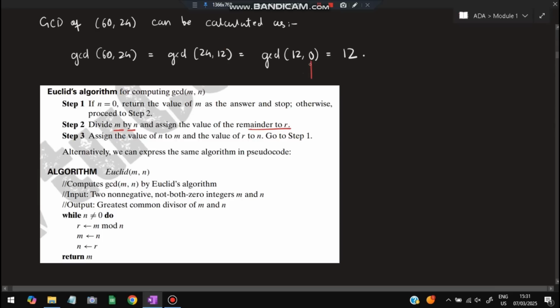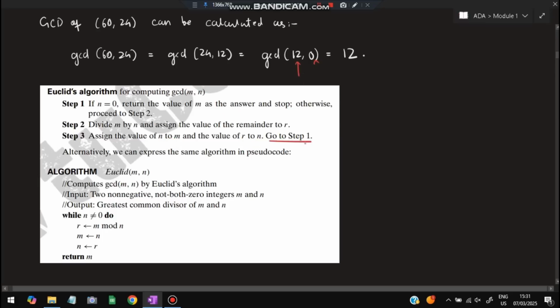That remainder goes in this place, and the n value will be shifted to m, so assign the value of n to m, and the value of r to n. The remainder will be sitting here and the n value will be coming here. Like that, we'll repeat it again.